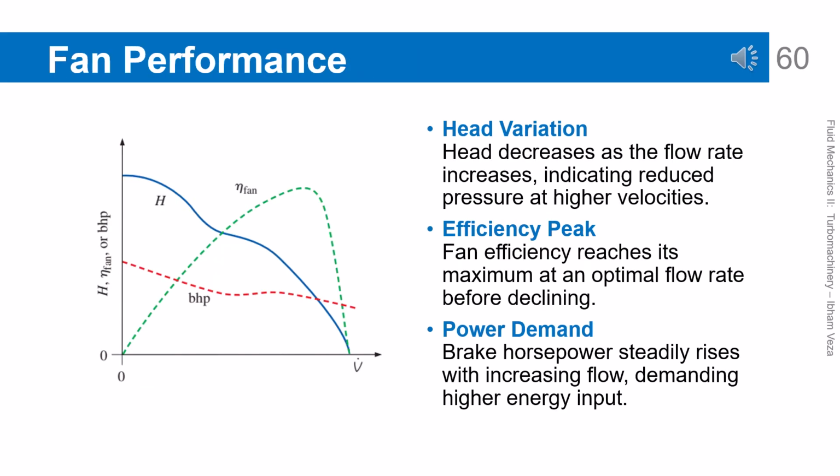Fan performance insights. Fan head decreases as the flow rate increases, indicating limitations in energy transfer capability. Fan efficiency reaches a maximum value at an optimal flow rate. Beyond this point, efficiency decreases even though the flow continues to increase. Meanwhile, brake horsepower keeps rising as the flow rate increases. This shows that operating at high flow rates requires much more energy.